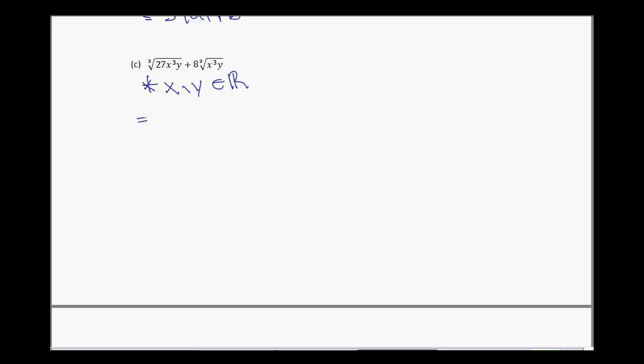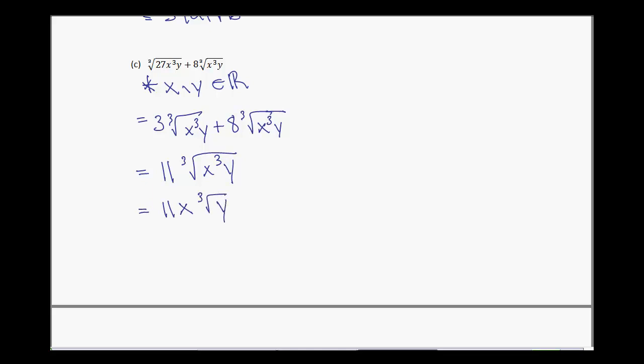In our first expression, our cube root of 27x cubed y can be simplified perfectly to 3 cube root x cubed y, with our 8 cube root x cubed y staying the same. Now that we have the same index and radicands, we can collect like terms, having 11 cube root x cubed y. However, since x cubed is in our radical, we can go ahead and cube root that, leaving us with 11 x cube root y as our final answer in our most simplest expression.